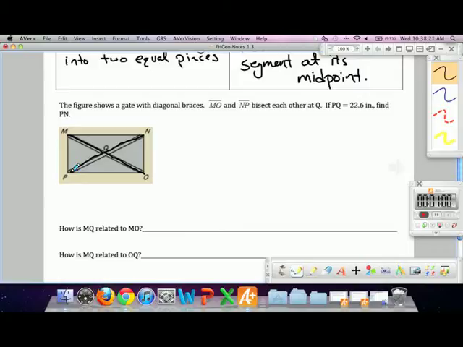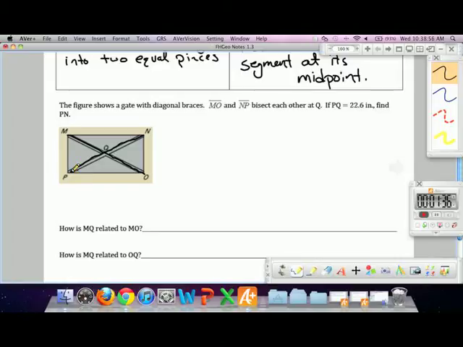What does that mean? What does that information tell us about the picture in particular? Knowing that they bisect, it's exactly halfway. Q is exactly halfway between P and N. PQ is exactly half of the whole thing. In particular, they intersect each other at the midpoint, so that means Q has to be the midpoint of each of those.